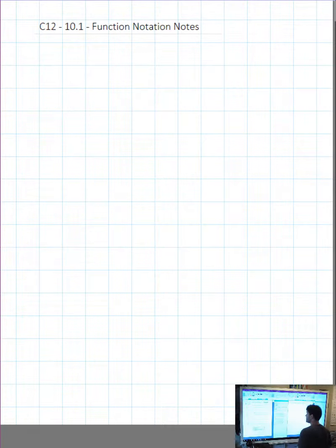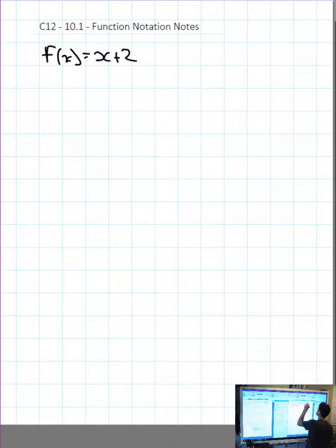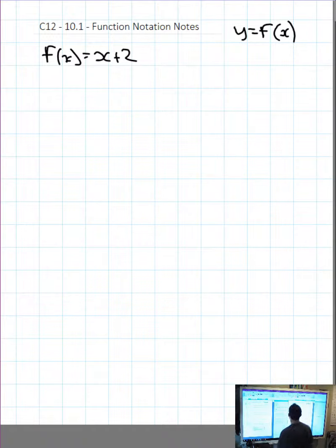Okay, let's take a look at some function notation. So let's go for f of x is equal to x plus 2. Now some people may have told you that y is equal to f of x, which is sometimes true, and sometimes we can put y in for f of x, but we want to be more familiar with using function notation. F is a function of x. Y is also a function of x, but y is actually a variable.